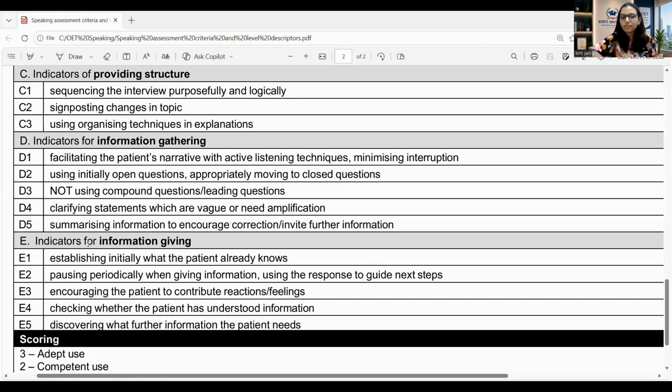And don't worry if the patient corrects you. When you're paraphrasing the information, and if the patient corrects, don't worry. You may simply say, okay, I have noted it down. Because why are we doing a summary? To encourage correction and to invite further information. So don't you think that OET has brilliantly designed this assessment criteria to make the conversation real, to make you feel like a real patient and healthcare professional consultation? I just love this kind of criteria.